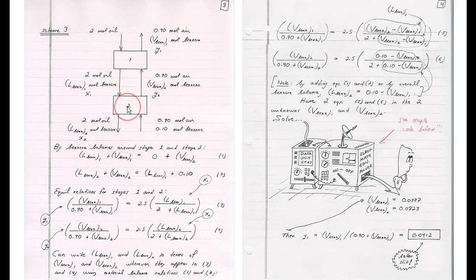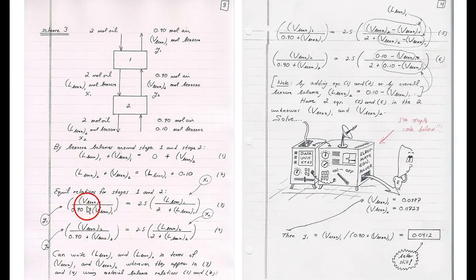Same kind of story for this stage. What's the mole fraction of benzene in the gas leaving this stage? Well, it's V-benzene 2 over pure air 0.9 plus V-benzene 2. And that's 2.5 times X2, which is the benzene mole fraction in the liquid leaving the stage. So that's benzene over absorption oil plus benzene. So what has happened here is that I've written down both a mass balance equation for each stage and the equilibrium relationship for each stage.